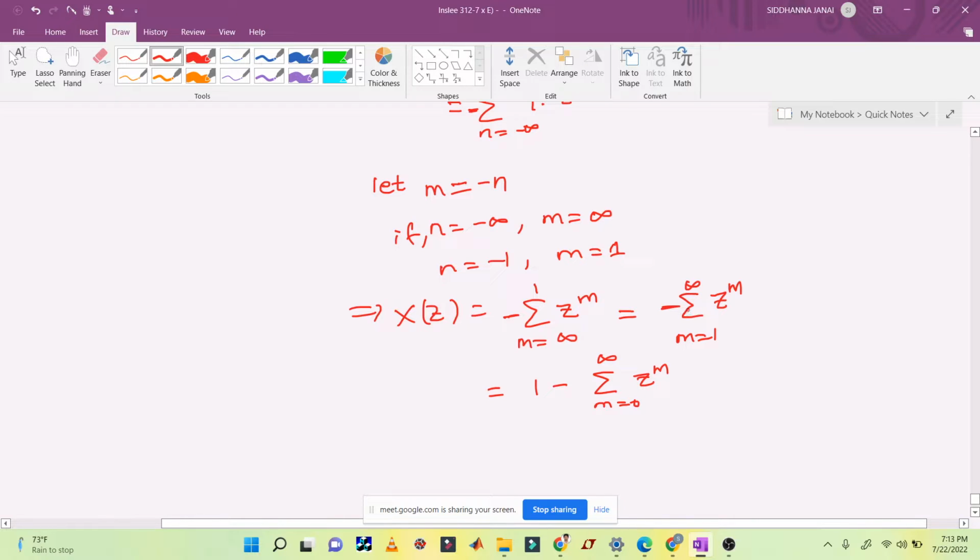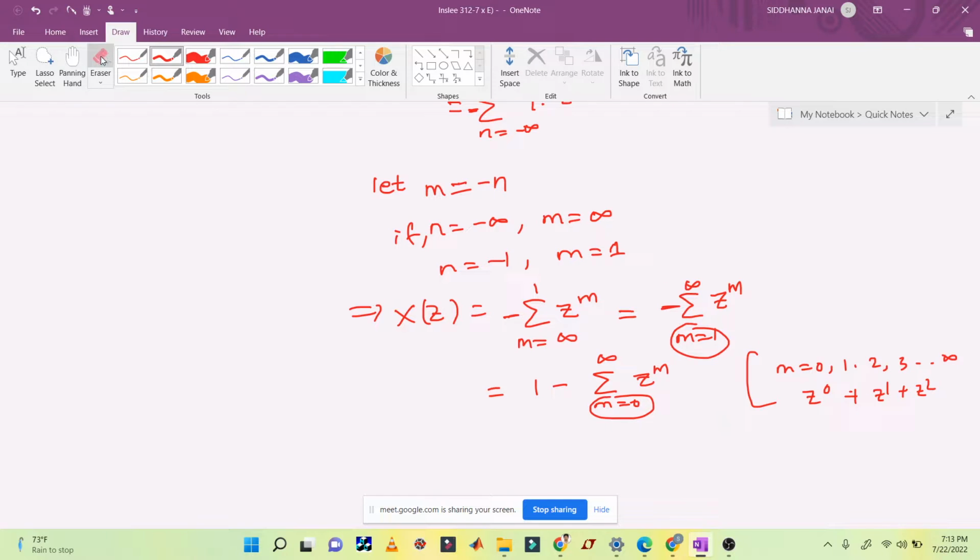Now I am writing this one as 1 minus this limit. You can check here, I have changed it to 0. So to make it 0, 1 minus summation I have taken. What is the meaning of this actually? Summation of m is equal to 0 to infinity: substitute m is equal to 0, 1, 2, 3 up to infinity. That is z power 0 plus z power 1 plus z power 2, like that. So z power 0 is 1 only, correct?